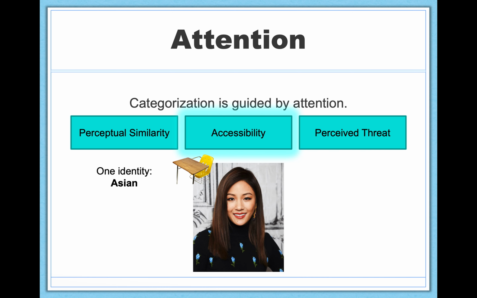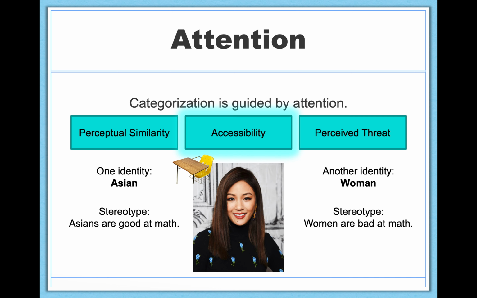So we have two different identities, and there's different stereotypes associated with those identities in regards to math, and they're about to take a math test. One identity that a participant in the study has is that they're Asian, and a stereotype is that Asians are good at math. Another identity is that the participant is a woman, and there's a stereotype that women are bad at math. An inaccurate stereotype, by the way, but a stereotype nonetheless.